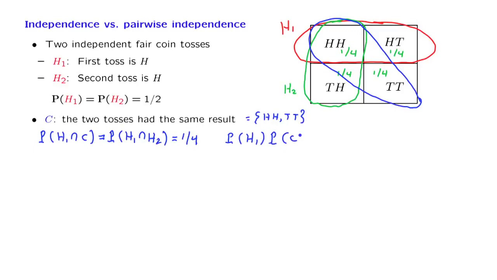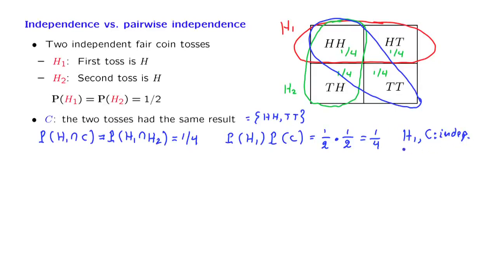Is it the same? Well, the probability of H1 is 1/2. And the probability of C, what is it? Event C consists of two outcomes. Each one of these outcomes has probability 1/4, so the total is again 1/2. And therefore, the product of these probabilities is 1/4. So we notice that the probability of the two events happening is the same as the product of their individual probabilities, and therefore H1 and C are independent events.